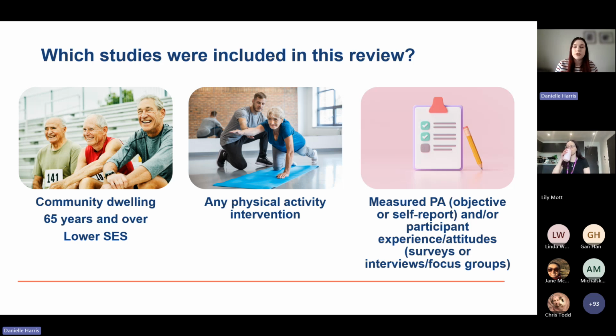Studies with any intervention aimed at increasing physical activity were accepted. There were no limits on the type of physical activity or how interventions were delivered. Outcomes of interest were change in physical activity levels, so as measured via objective or self-report methods, as well as measures of acceptability. So this included measures of participant experiences and attitudes towards engaging in the interventions, gathered via surveys, interviews, and focus groups.